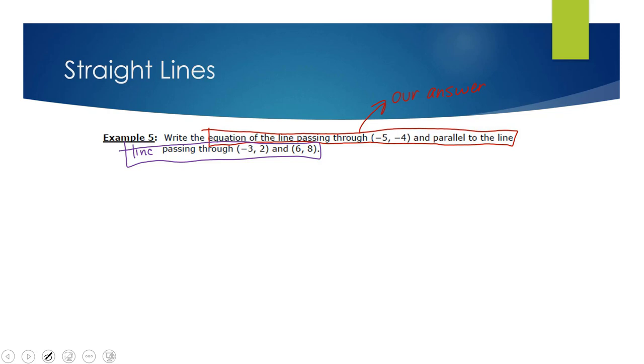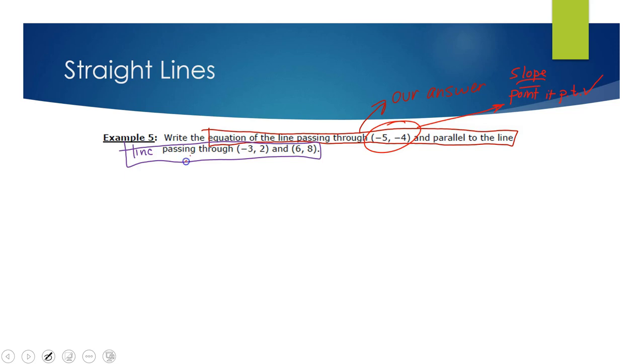So what I need to know, well, I know for our answer, again, the two pieces of information I need is I need the slope and a point it passes through. I'll just say it passes through PT. Well, I have the point it passes through. That checks. I need the slope. Well, since I know it's parallel to the line that's passing through those two other points, I know it's going to have the same slope as the other line given here. So if I find the slope of that line, I'll have the slope of my line.